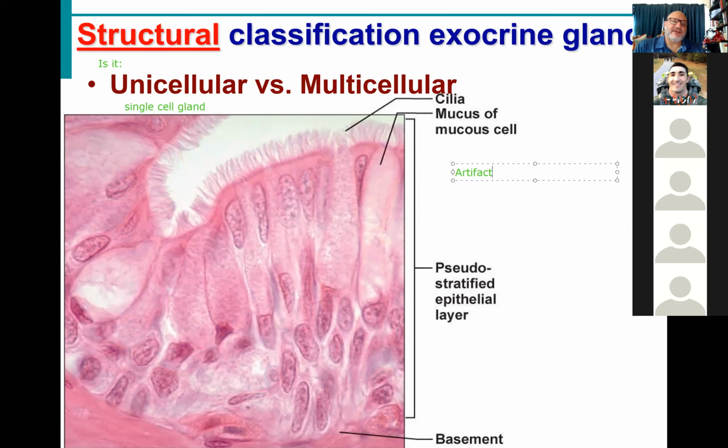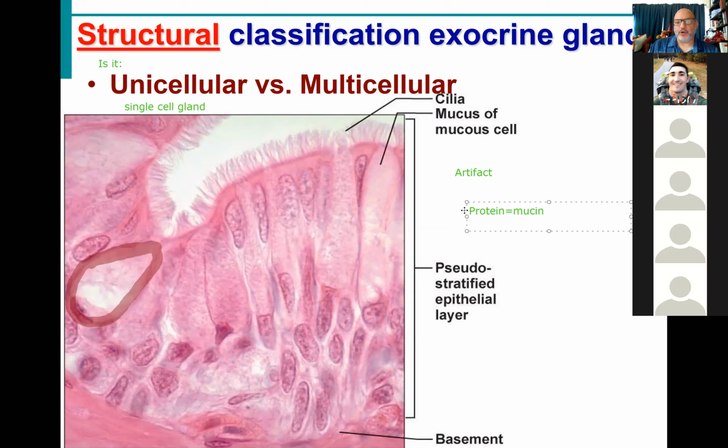But sometimes color can be useful, and that's what we see here. And I'm going to switch to my highlighter here. This is what we see here with our goblet cell. One of the key things to a goblet cell is a cell that produces a special protein, and that special protein is called mucin.